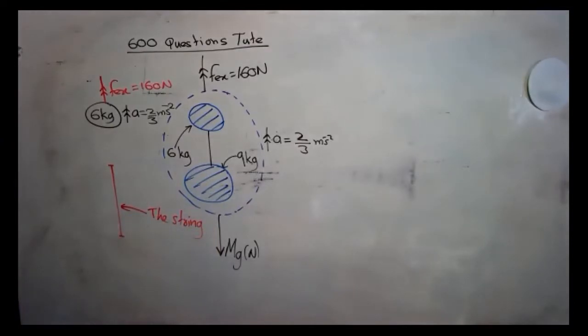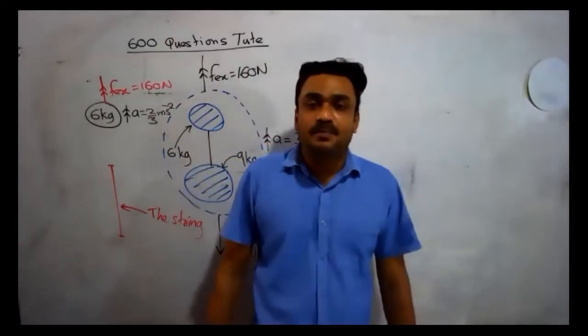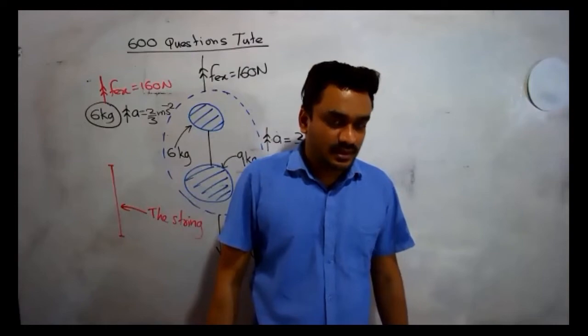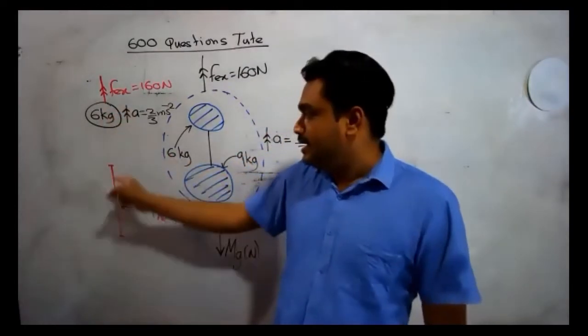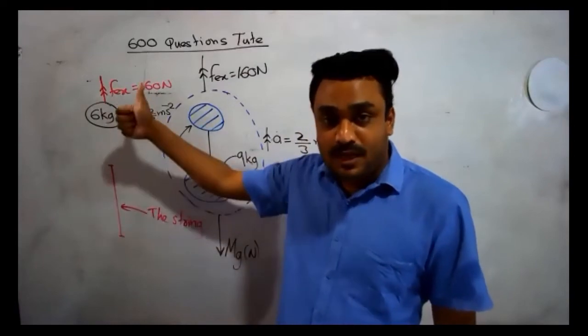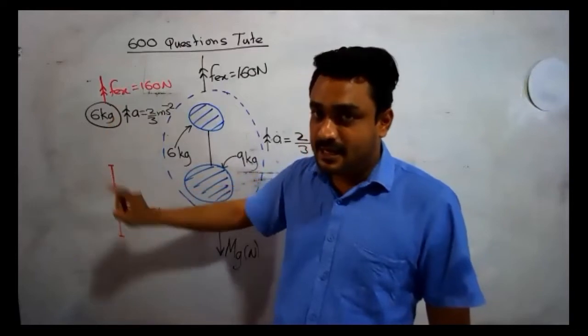Because the string connects the two objects. Because the string is connected to the 6 kg object. When the 6 kg object is moving up, it pulls the string upward by giving a force. The 6 kg object is connected to the string.